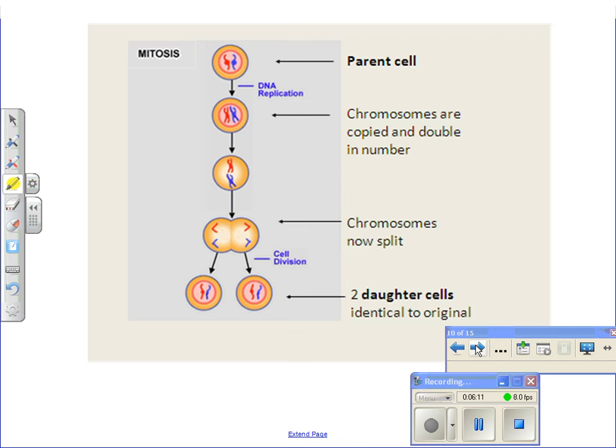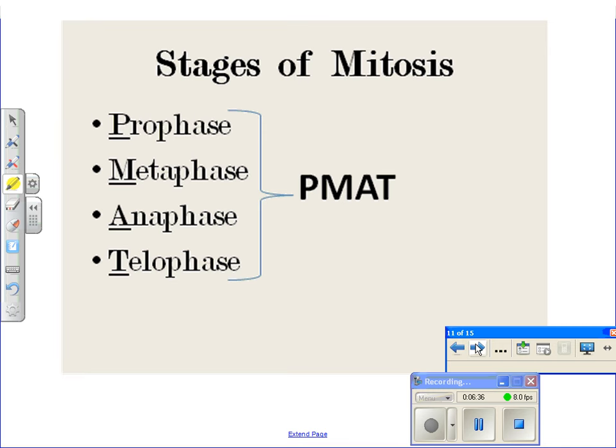Okay, so just diagramming the process here. We start with a parent cell. We have to go through interphase, synthesize the necessary DNA, and then chromatin eventually becomes our chromosomes. So chromosomes are copied and double in number. They will split, and then we result in 2 daughter cells, remember, identical to the original.